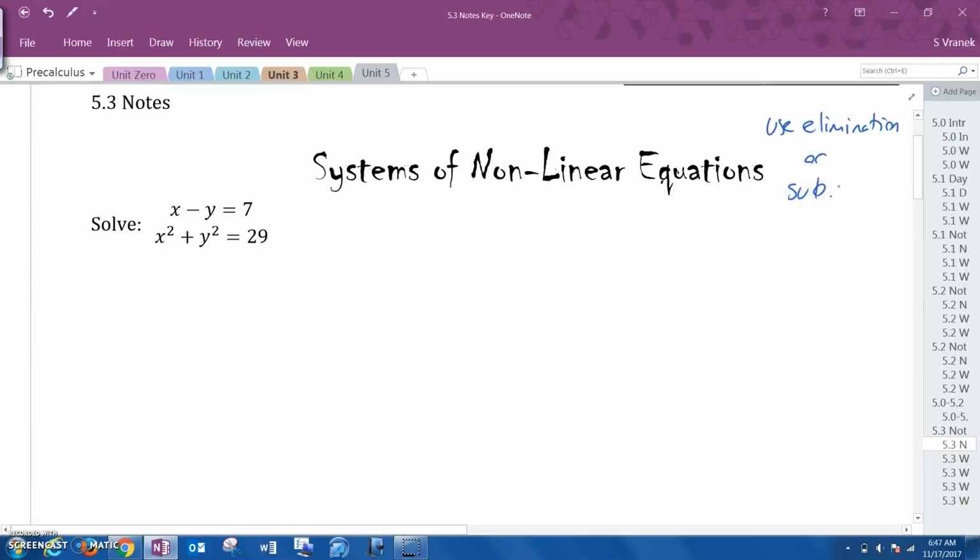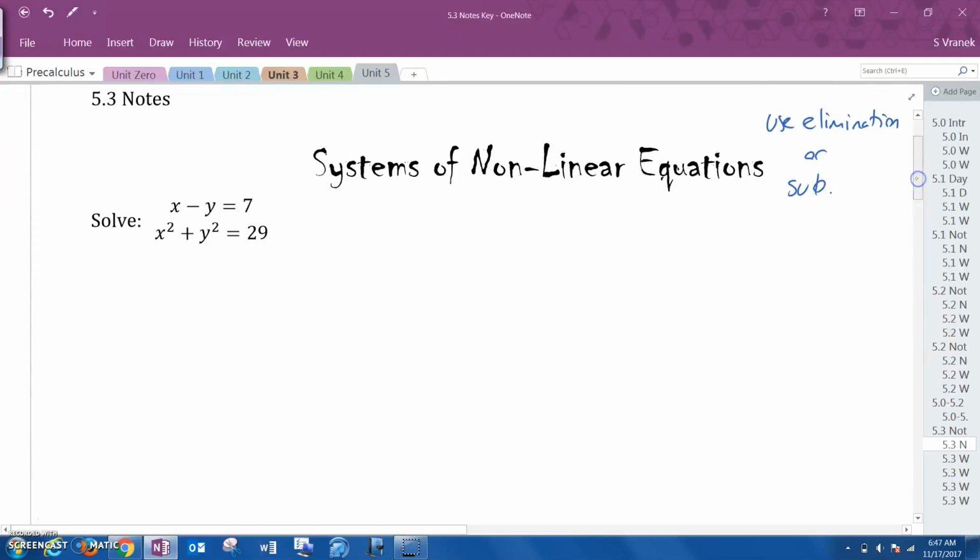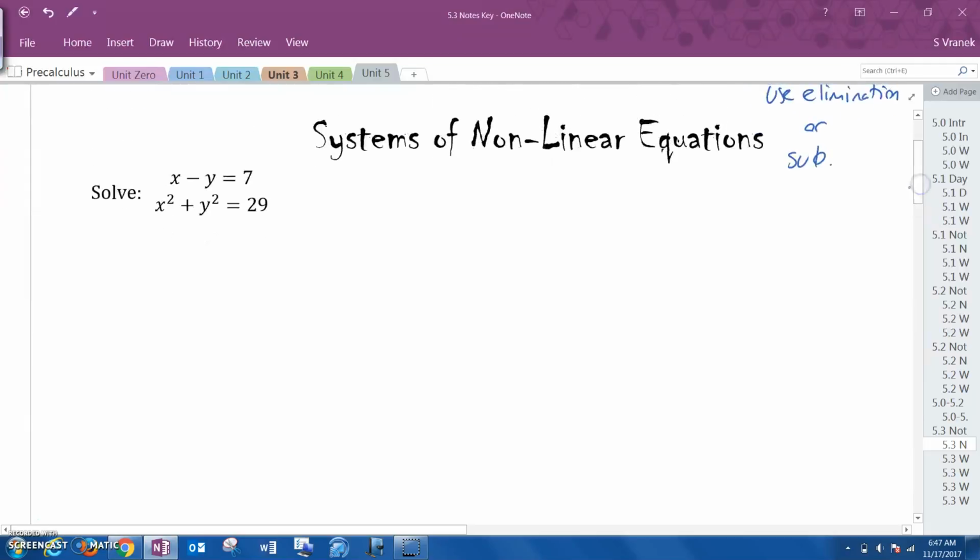So when you do that, you have to look and see what you have. The rule of thumb is you use elimination if you can eliminate an x squared or a y squared, and you use substitution if one of them is not squared. So for this one, I would use substitution. I'm going to solve for x and say that x is equal to y plus 7. All I did was move the y over.